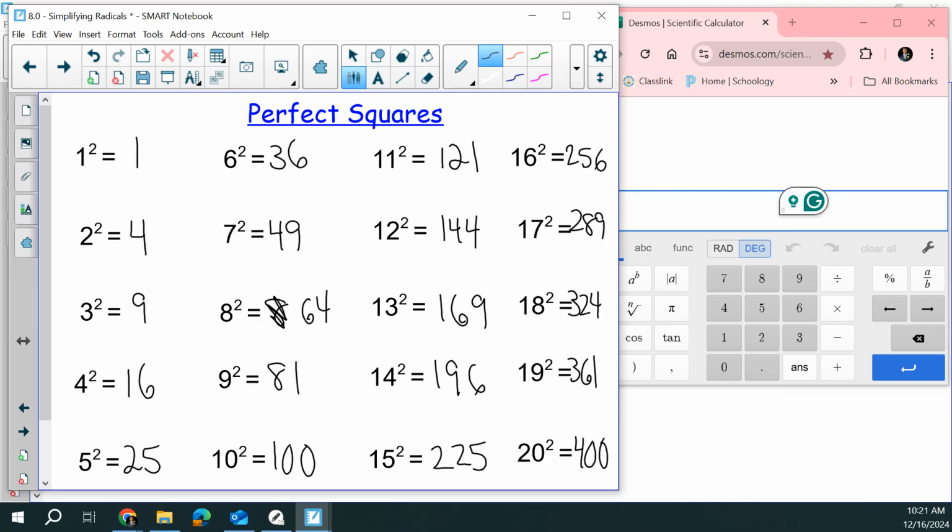These are called perfect squares because if you start with the perfect square and you do the square root, it's going to equal the number that's being squared. For example, the square root of 36 equals 6. The square root of 49 equals 7. That's why we're using our perfect squares: when you do the square root of them, they're going to equal a whole number.